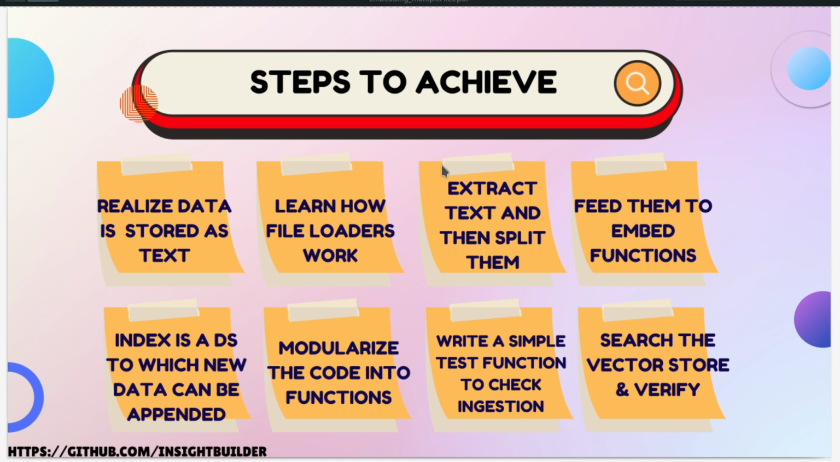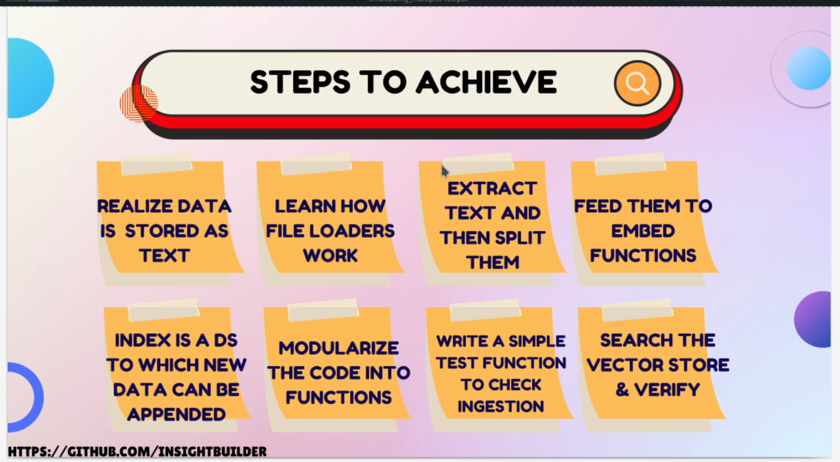Most of the time, the inbuilt splitters that are available inside the file loaders are not sufficient. So you might have to do additional tasks on top of the loaders. For that, we'll be using the recursive splitter. We need to feed them to the embedding functions after we do the splitting. And then we need to add them to the index.